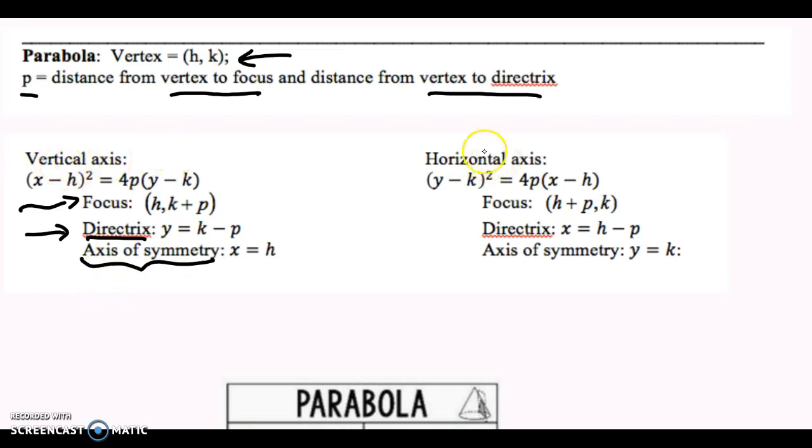Now, let me just draw a picture here. Notice there's a vertical and horizontal. For the vertical, the parabola could be facing up or it could be facing down. For a horizontal, the parabola could be opening to the right or it could be opening to the left.